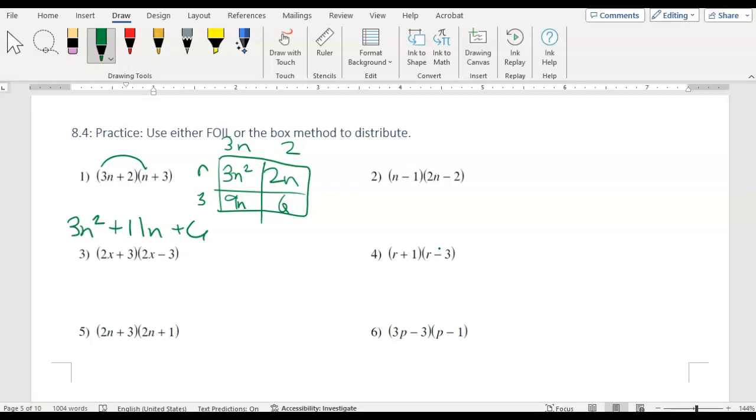You can also do FOIL, so you can do your first, outer, inner, last. It's also fine to do it that way. You'll still get the same answer, but I do want you to condense it and combine your like terms. So make sure to do that.